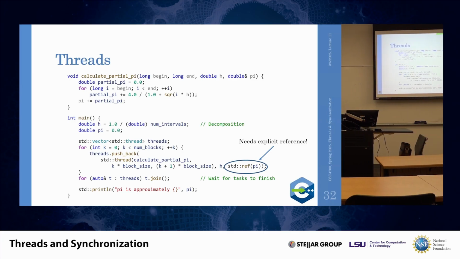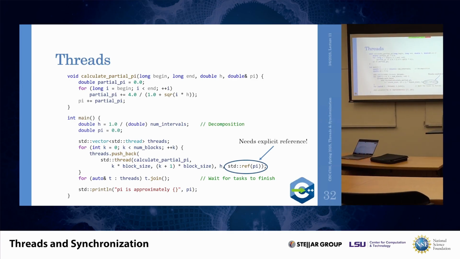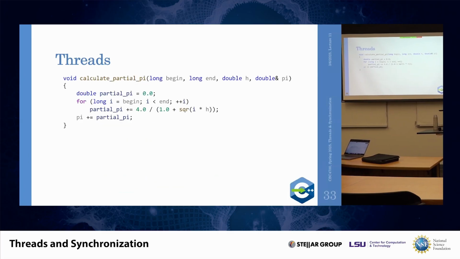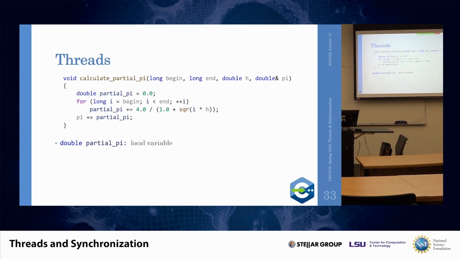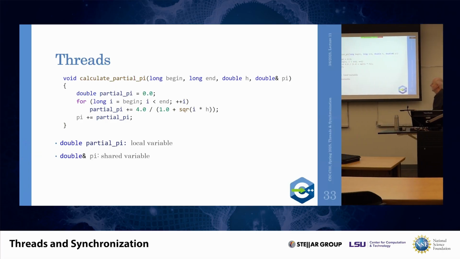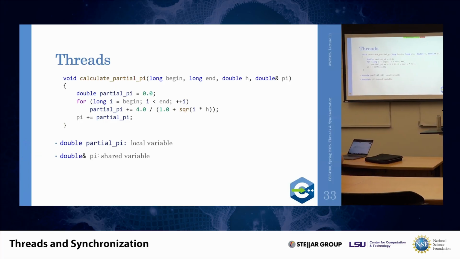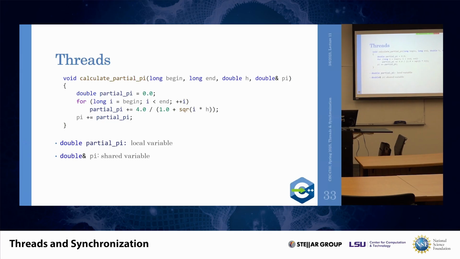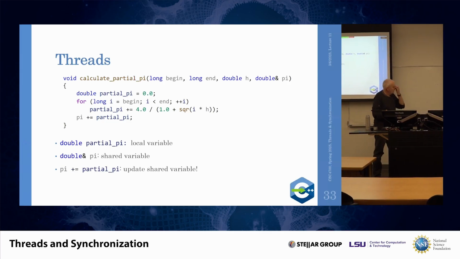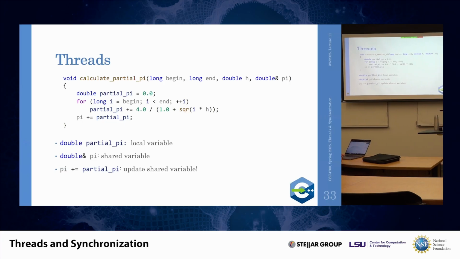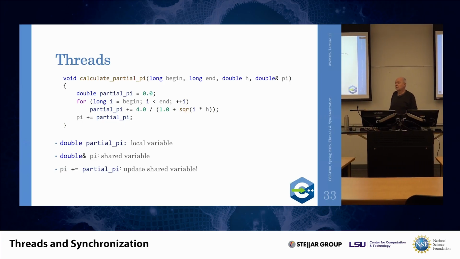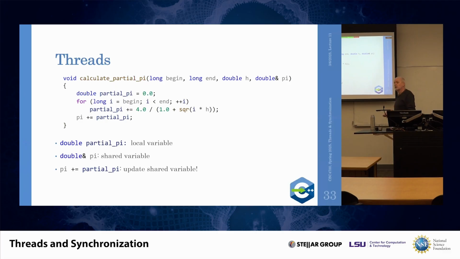So you have to be on the lookout for this particular issue. Okay, so let's have a look. We have that partial pi variable, which is a local variable. Everything's fine there. And we have that double reference pi, which is a shared variable. And when we add the partial pi to the pi, we update a shared variable. And we have seen before what happens when you have several threads working with the same shared variable.